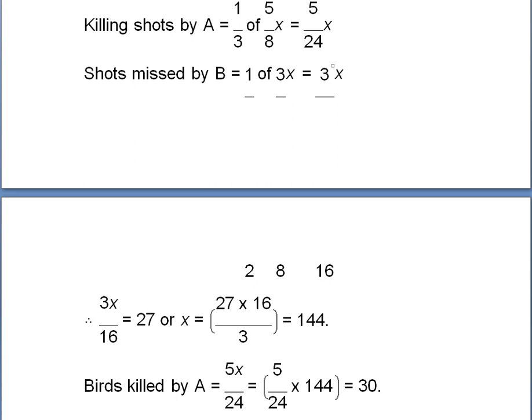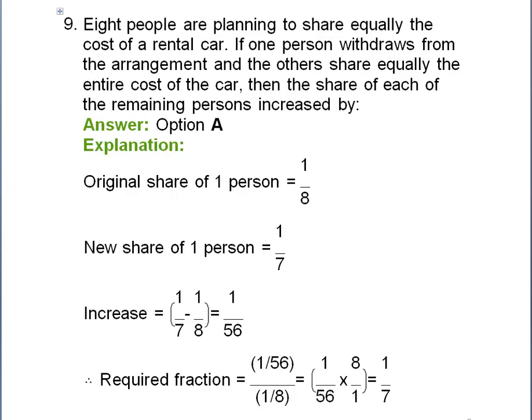9 people are planning to share equally the cost of a rental car. If one person withdraws from the arrangement and the others share equally the entire cost of the car, then the share of each remaining person is increased by how much?